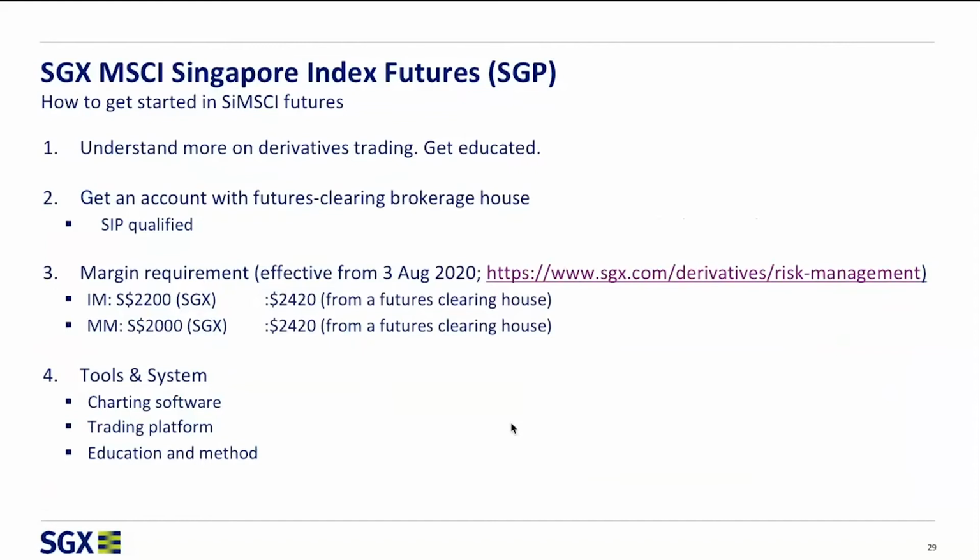And of course, if you are trading the SiMSCI, the margin requirement to trade one contract from the SGX, the initial margin, will be 2,200.